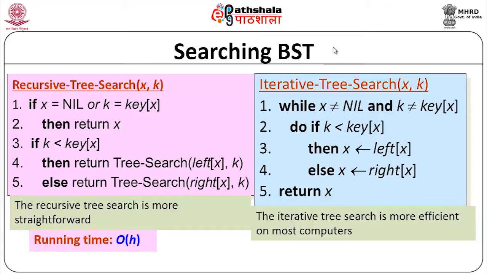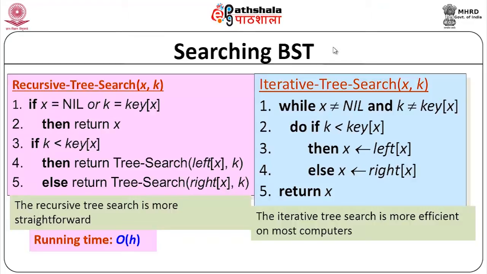Now, let us look at the algorithm for searching a binary search tree. There are two algorithms we will be discussing: one is a recursive tree search and the other is the iterative tree search. The input is the root of the tree and the key that you want to search for. If the root does not exist, that is, it is null, or the key itself is at the root, then you just return x, that is, the root.